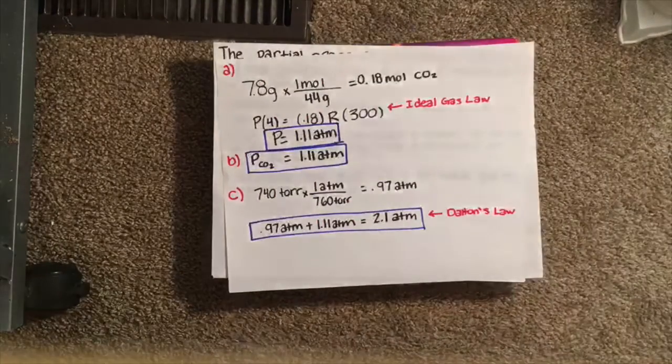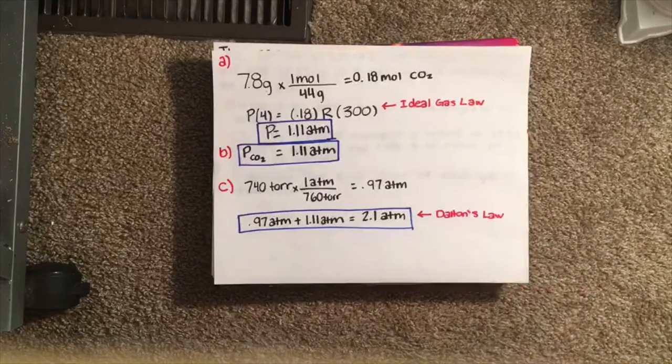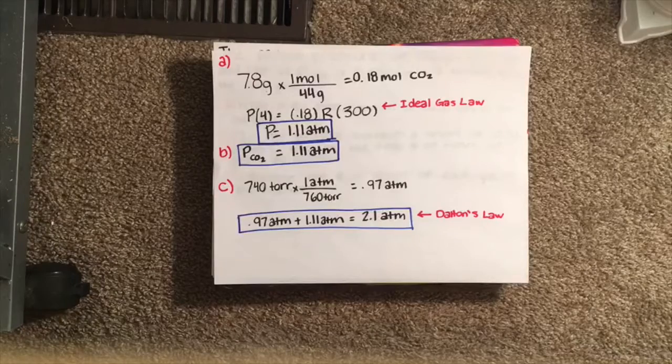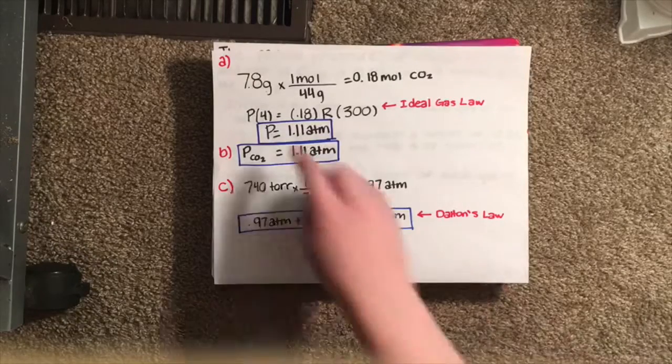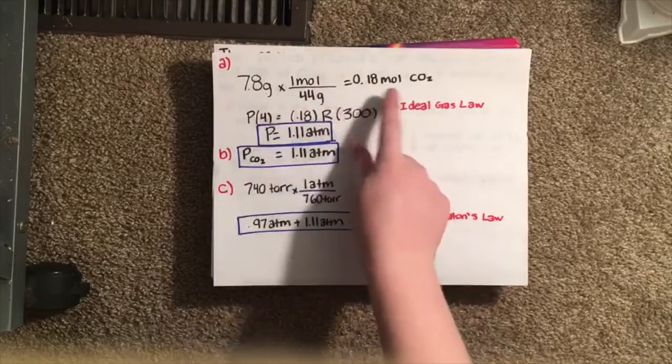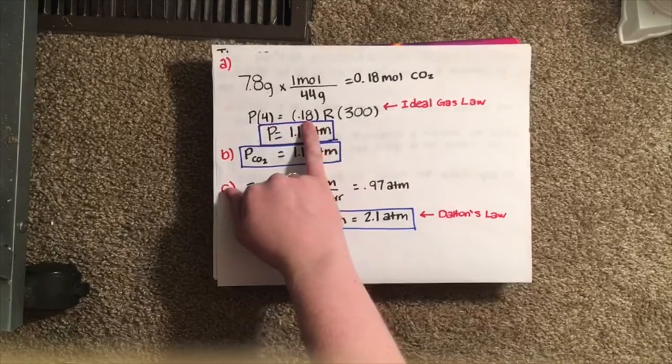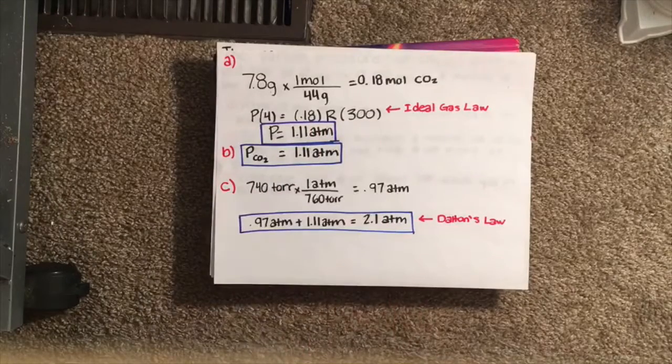So for Part A, finding the pressure in the container with just the CO2, first you convert the 7.8 grams to moles, so you divide by the molar mass, which is 44 grams, and you get 0.18 moles of CO2. And then you use the ideal gas law, PV equals nRT, to find the pressure. So you know it's 4 liters, it's 0.18 moles, and the temperature is 27 degrees Celsius or 300 Kelvin. If you multiply and divide by 4, then you get pressure is equal to 1.1 atm.